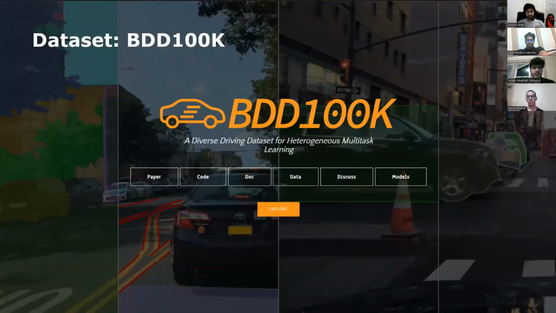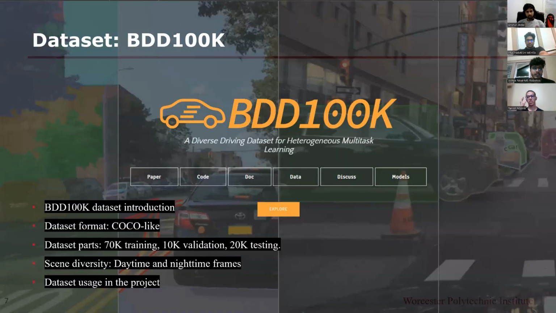Moving on to the dataset. In this project, we have actually used the BDD 100K dataset, which is a comprehensive dataset designed for various driving perception tasks. The dataset format is similar to the COCO dataset, which is a widely used dataset for object detection and segmentation tasks. The BDD 100K dataset is divided basically into three parts: 70,000 images for training, 10,000 for validation, and 20,000 images for testing. This division allows us to train our model effectively and assess its performance on unseen data.